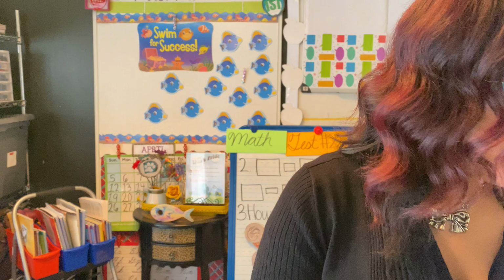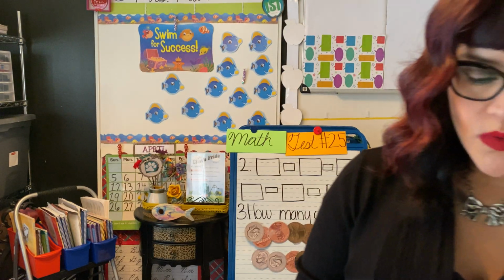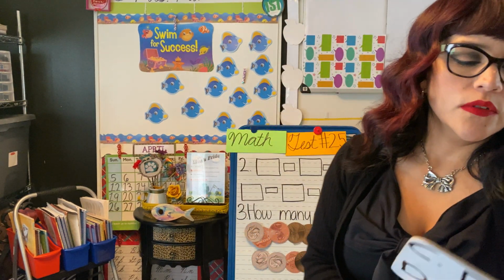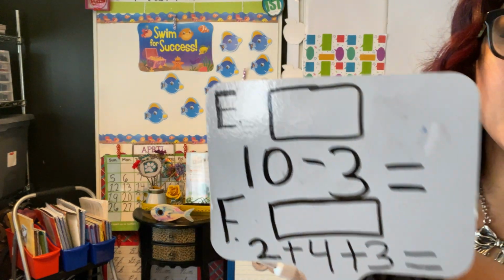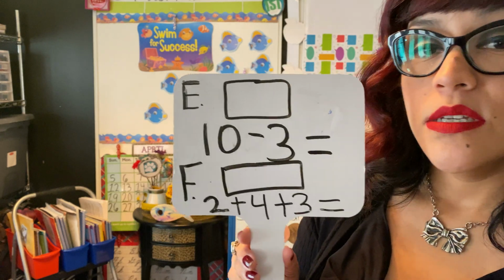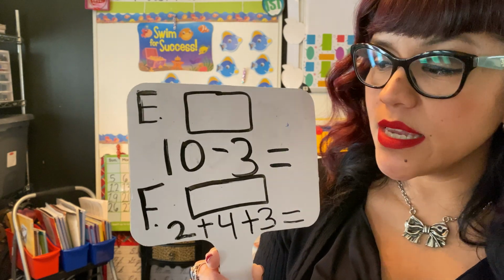All right, let's go to the back where I have my letter E. Let me get that. So for letter E, I have a problem, which is a subtraction problem, 10 minus 3. 10 minus 3, this is for letter E. Make sure to write your answer inside this box for letter E.